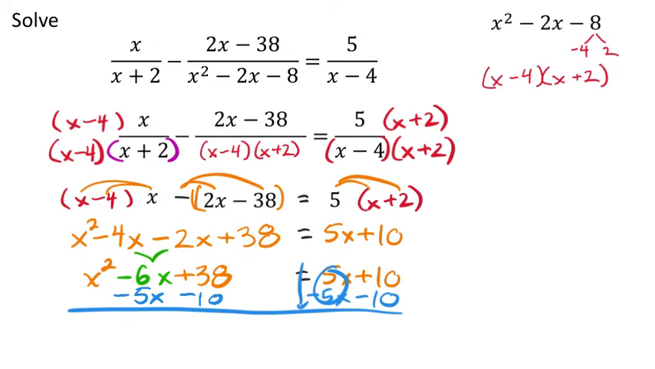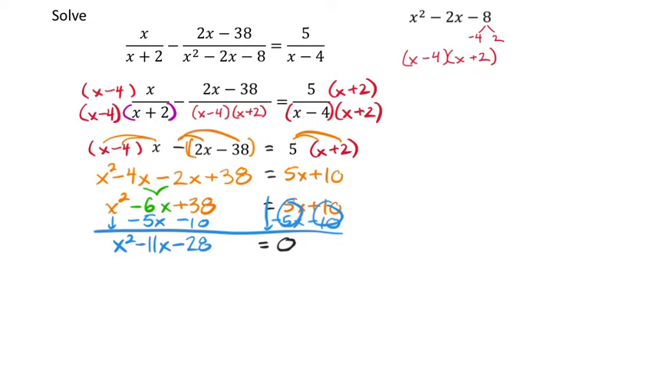So what am I left with? The x squared gets dropped down. Negative 6x minus 5x would be negative 11x. And then 38 minus 10 is going to be negative 28. Now this all equals 0, because the 10 also zeroed out.